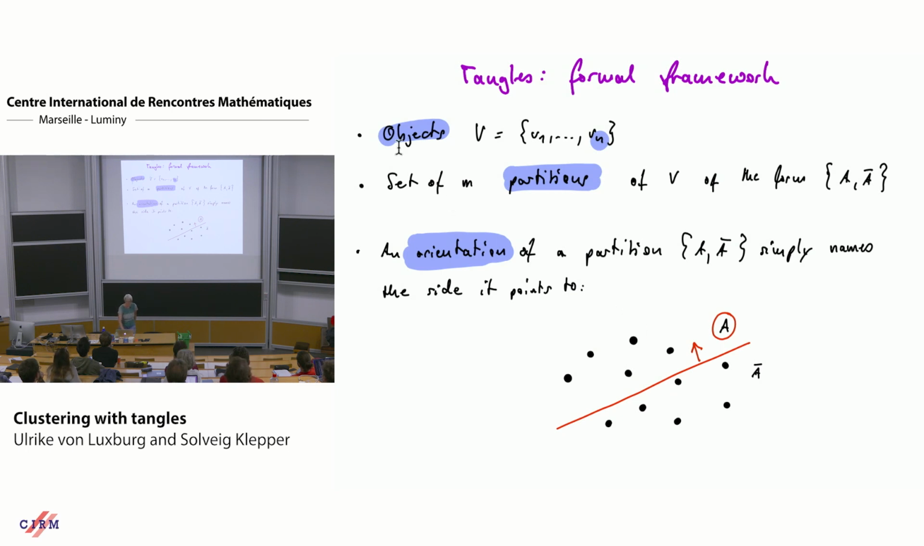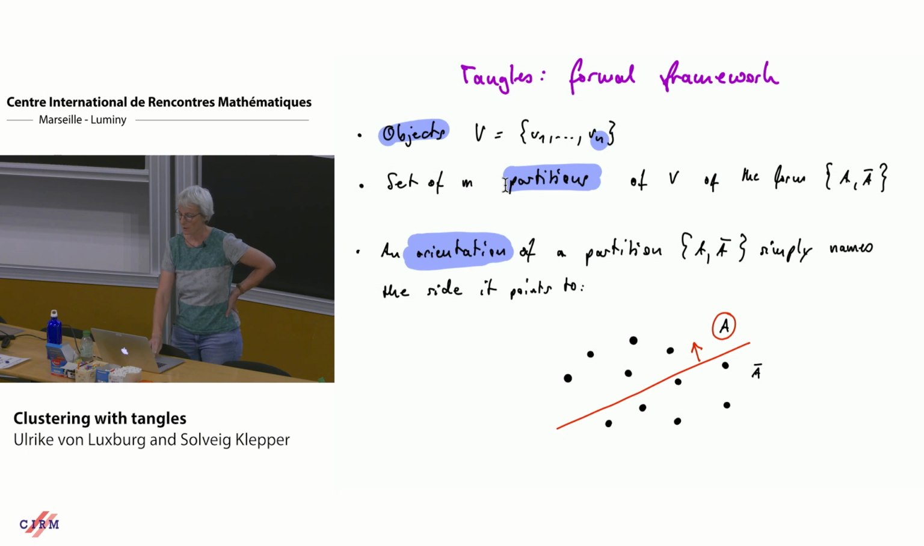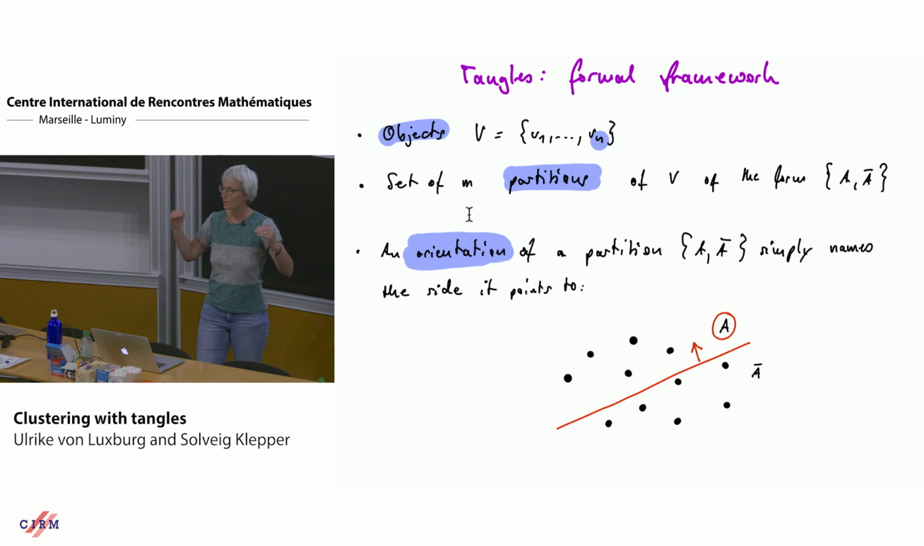So what you always have is a set of objects. They could be participants in a study, or they could also be vertices in a graph. That's why I called them V here. It's a finite set of objects, N. And you have a set of M partitions. Each partition is just a bipartition, so it splits your vertices into exactly 2 disjoint groups. These are the things that are given. Of course, in applications, we need to talk about how we get to these partitions, but assume for now they're given.